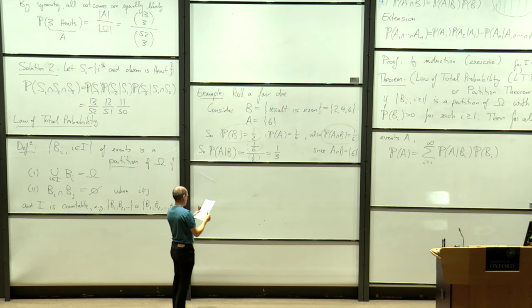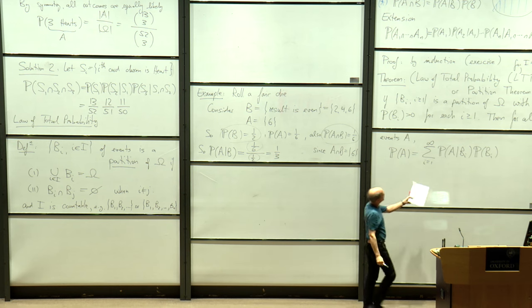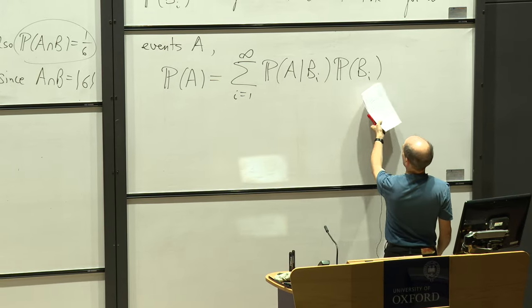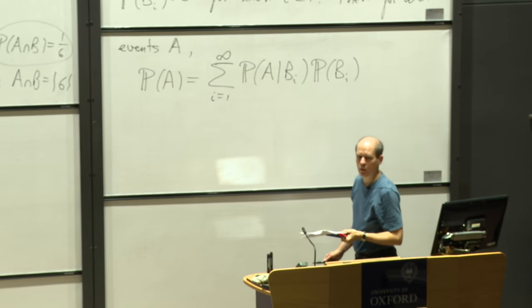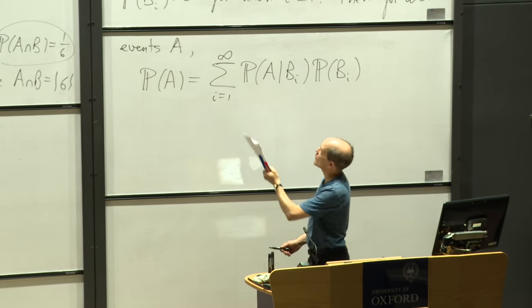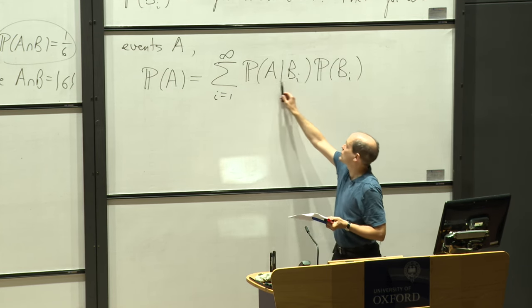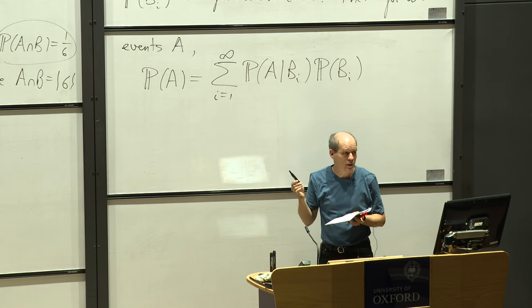Let me make some remarks here, and also the proof. So let me say, there's a condition that the probability of Bi is positive. But in the statement itself, it turns out that there is a factor of the probability of Bi here, which makes the corresponding term 0 anyway. So why is it important to suppose that the probability of Bi is positive? Well, the reason is that I also wrote a conditional probability which has in its denominator the probability of Bi.